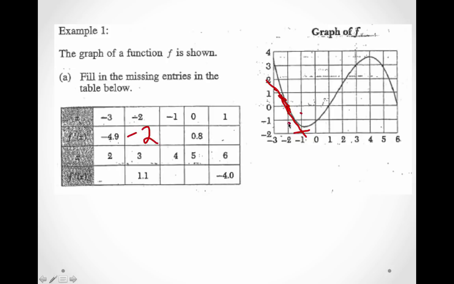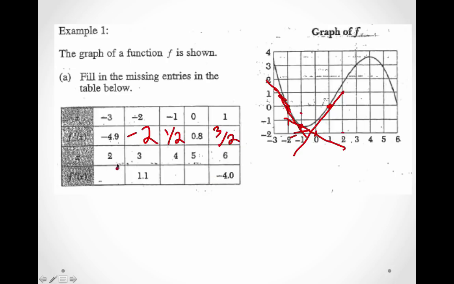Okay. Next, we need the slope at negative 1. That's going to be right here. What is the slope at negative 1? I'd call that down 1, right 2. I'd call that a half. What is the slope at 1? I'd call that down 3, left 2. Close enough. I think that's 3 over 2, 1.5.